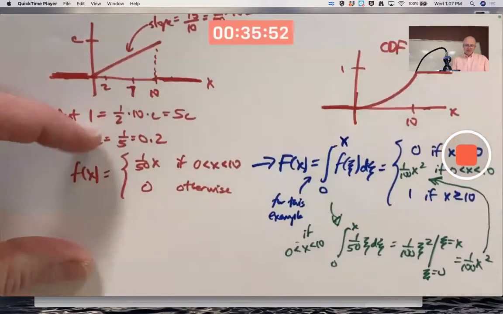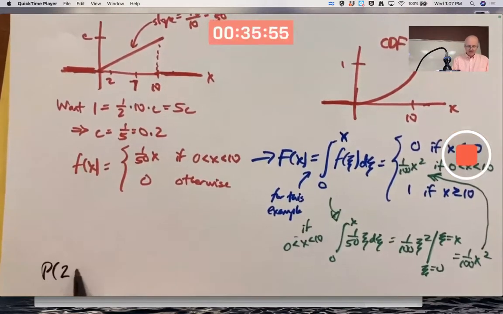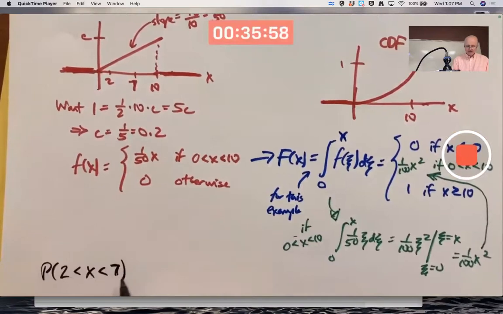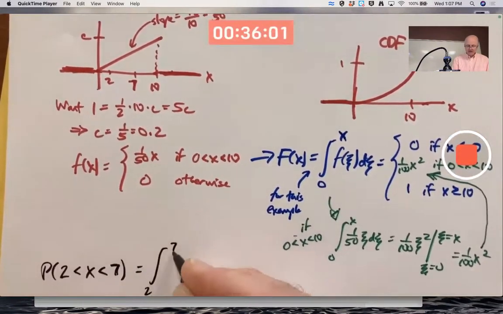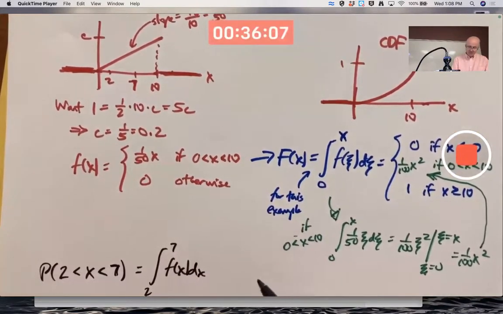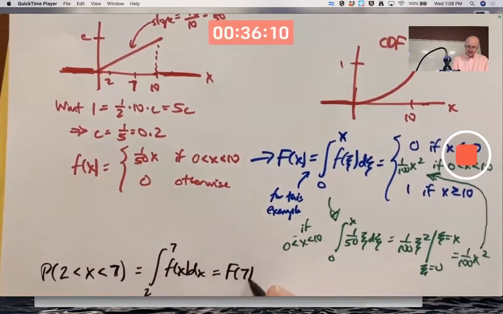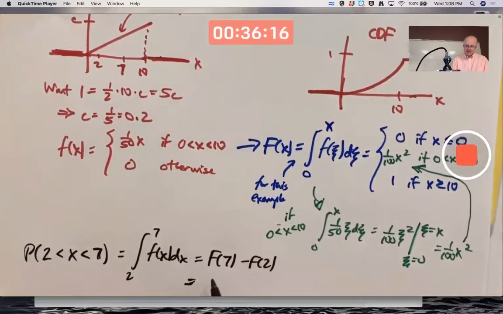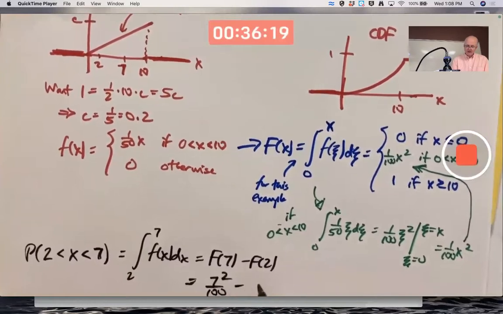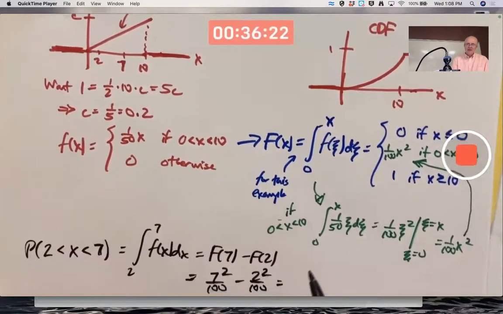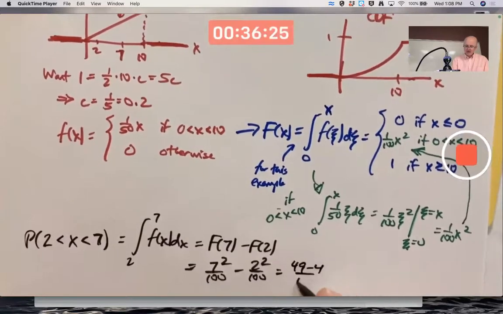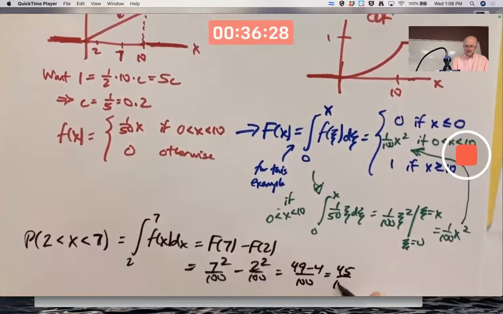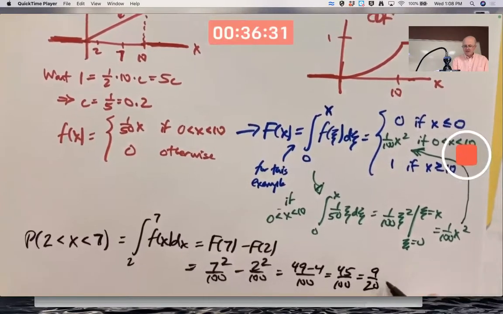What is the probability that x is between 2 and 7? I said it should be less than half. Let's see if it is. Integrate the PDF from 2 to 7. I can go back to using x here if I like, or squiggle, it doesn't matter. That'll be capital F of 7 minus capital F of 2. 7 and 2 are both between 0 and 10, so I get 7 squared over 100 minus 2 squared over 100. And that's going to be 49 minus 4 over 100 is 45 over 100, or 9/20ths, which is the same as 0.45. Yeah, a little less than 0.5.